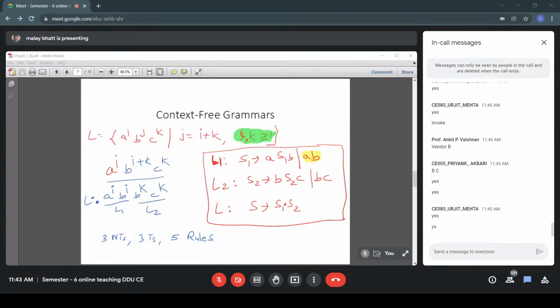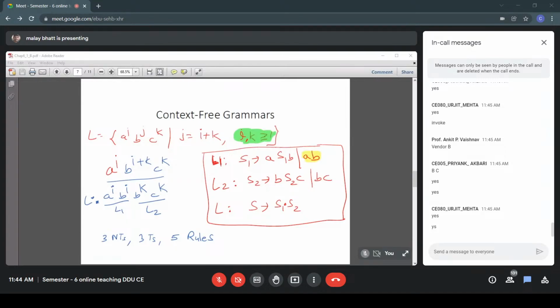Similarly, we have L2 language, where S2 gives us B S2 C, because it is B raised to K, C raised to K, and BC. So K is greater than or equal to 1. So we are considering BC as a terminating condition, and we are not using null for that. And to do a concatenation of these two languages, L1 and L2, we are writing the language L as S gives S1 S2. So it is giving us the concatenation of the two languages. So this is what we have discussed. We have also derived the strings.